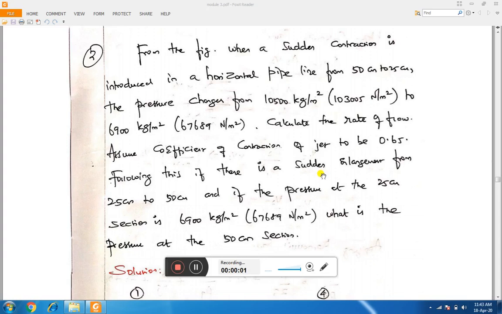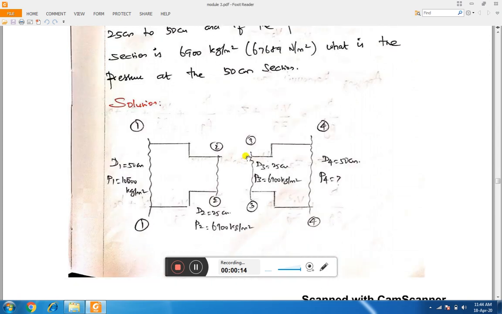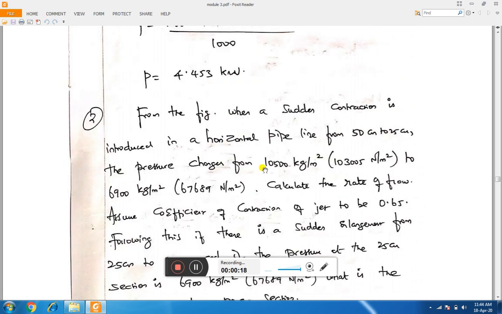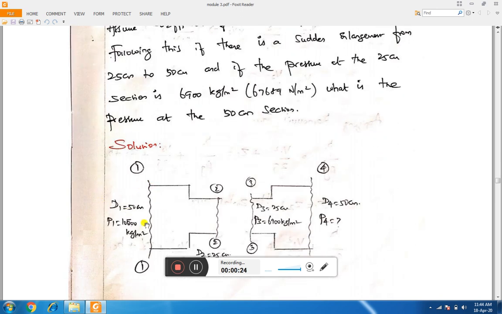Now let us see a problem in which sudden contraction and sudden enlargement occur together in a single setup itself. The figure is given in the problem. From the figure, a sudden contraction is introduced in a horizontal pipeline from 50 centimeter to 25 centimeter. So first 50 centimeter is there at section 1. It is reduced to 25 centimeter at section 2.